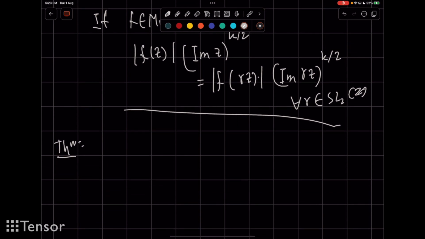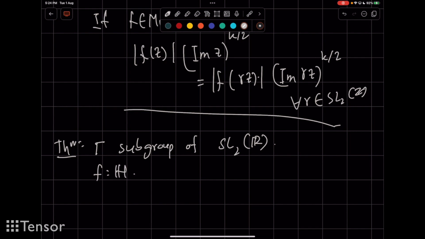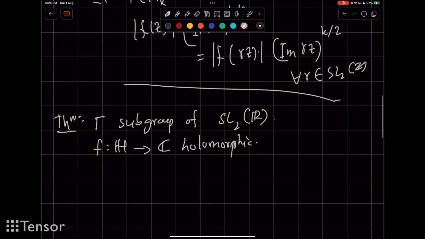The theorem states that, well, it's actually a more general result. Let capital Gamma be a subgroup of SL2(R). We are mostly interested in SL2(Z), and SL2(Z) is a subgroup of SL2(R), so we're good. So Gamma is a subgroup of SL2(R), and f is a holomorphic function on the upper half plane. Then the following are equivalent.